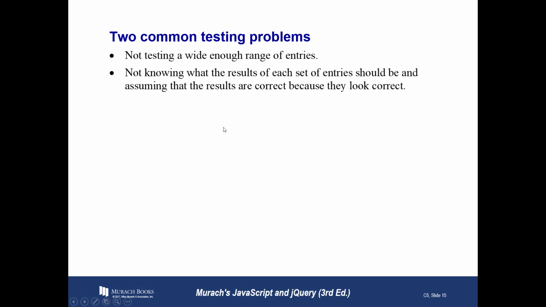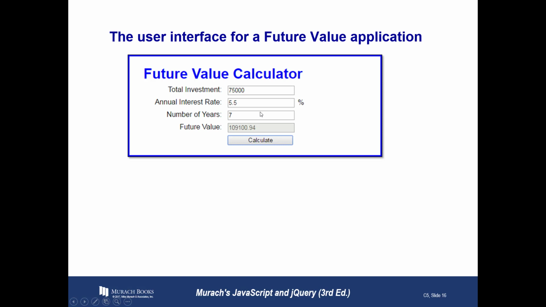Every time you run a program, in essence, you're testing it. All right? Common mistakes made testing. Number 1, not testing with a wide enough range of entries. Number 2, not knowing what the results should be and assuming because they look correct, they are correct.